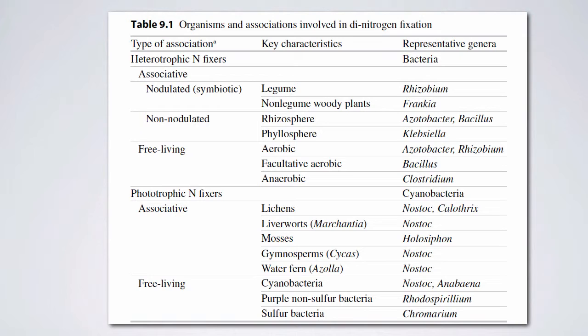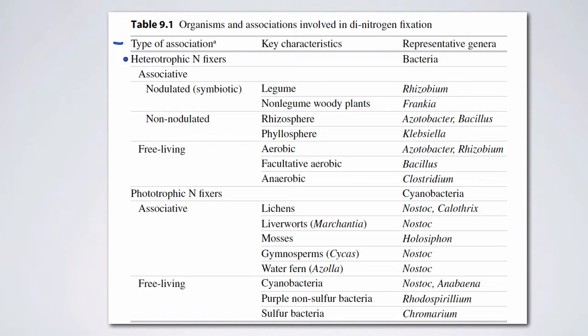Here's table 9.1. And this table shows the organisms and the associations involved in dinitrogen fixation, so the fixation of nitrogen gas to ammonium. This is the type of association in this column and some of the key characteristics of that association and the representative genera of microbes that actually end up doing the fixation itself.